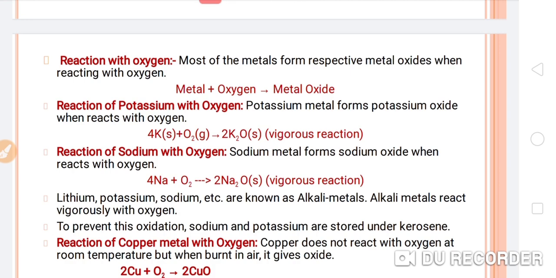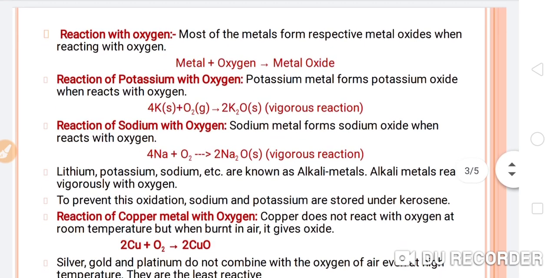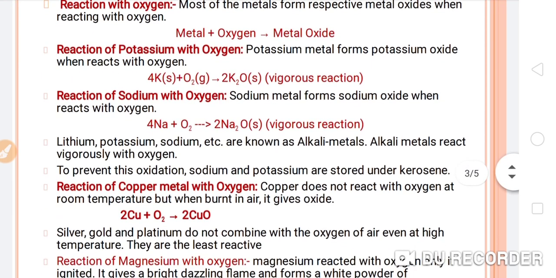Now in the next line, just below the equation, you can see a very important point. Lithium, potassium, sodium, etc. are known as alkali metals. Alkali metals react vigorously with oxygen due to their reactivity. To prevent this oxidation, sodium and potassium are stored under kerosene oil, not in water.